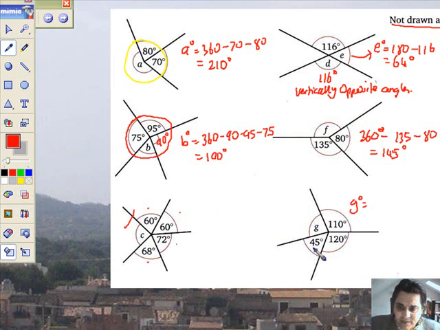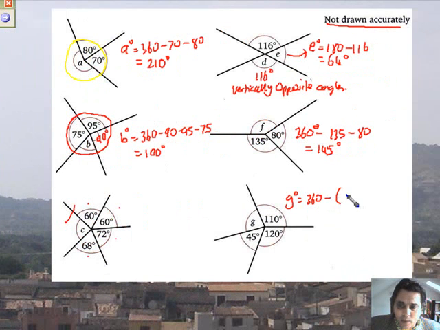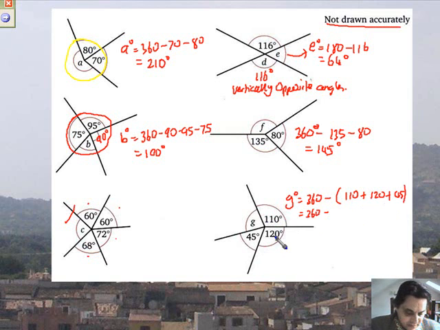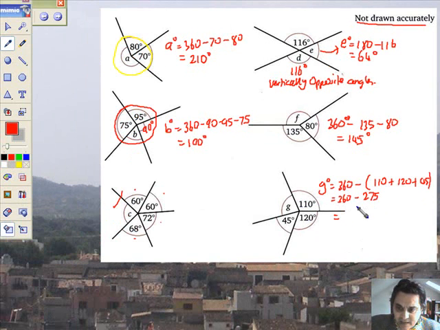So what's G degrees going to be? 360, take away that lot. Here's another way of writing it. So it's 360, take away that, and that one, and that one. Alright, so you can add these up first if you want to, and then take them away as one big chunky angle away from the 360. So I've got 110 plus 120 plus 45 gives me a combined angle of 275, and that gives me 360 take away 275, and that's going to be 85 degrees. Right, so G is 85 degrees, just about acute.